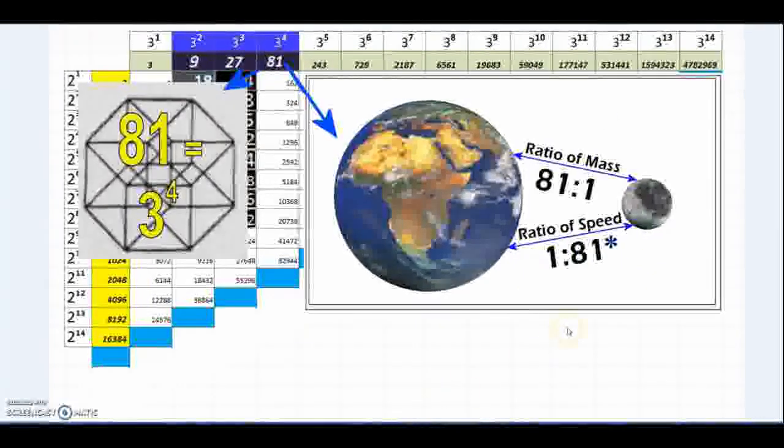Now, is it John Martineau? I think he wrote The Little Book of Coincidence. Well, now I've got an asterisk here, so I haven't checked this, and I probably really should have. But anyway, the ratio of mass Earth to Moon, 81 to 1.